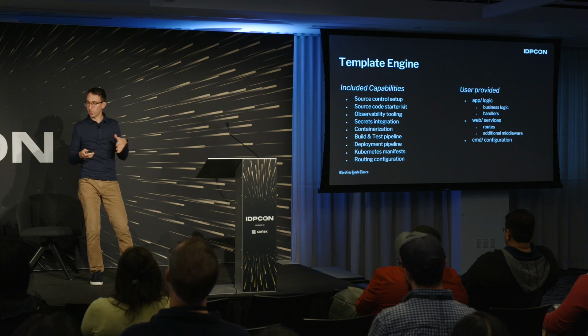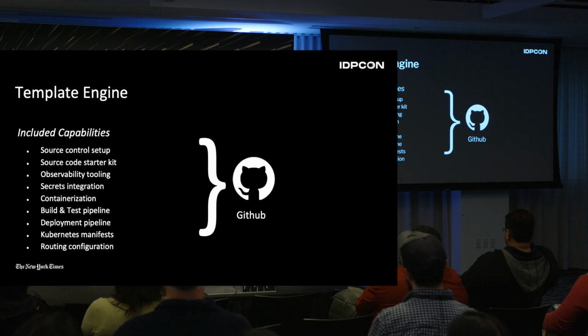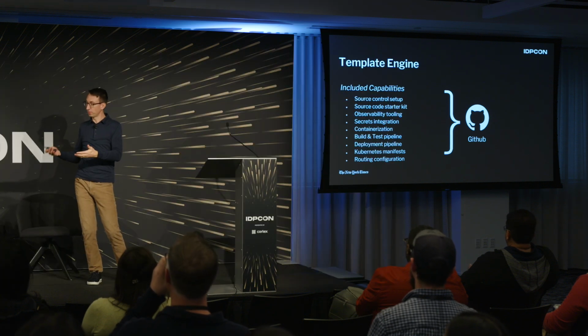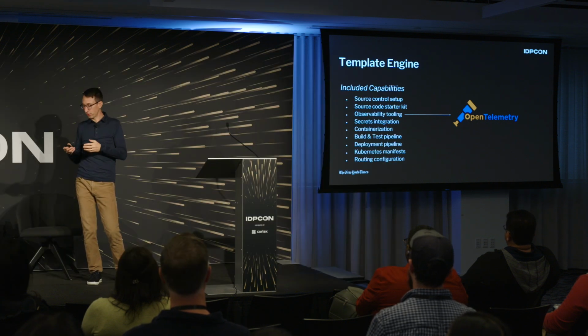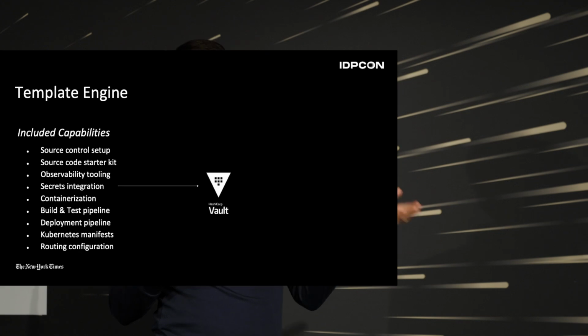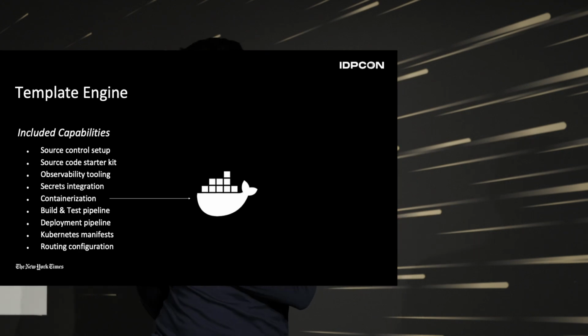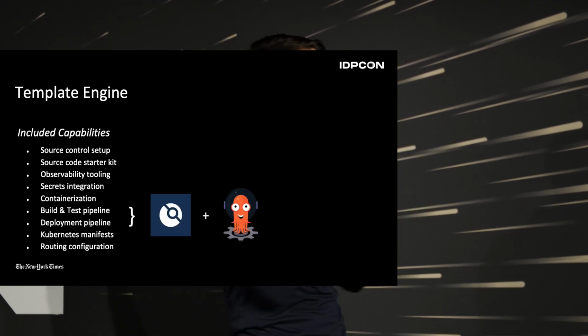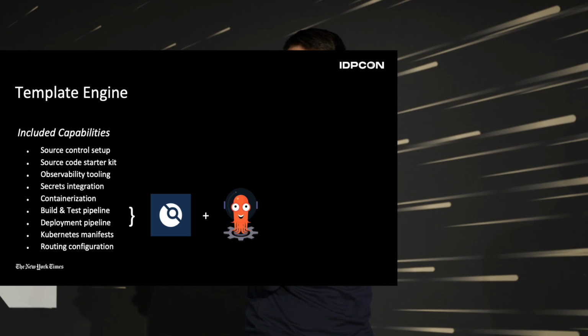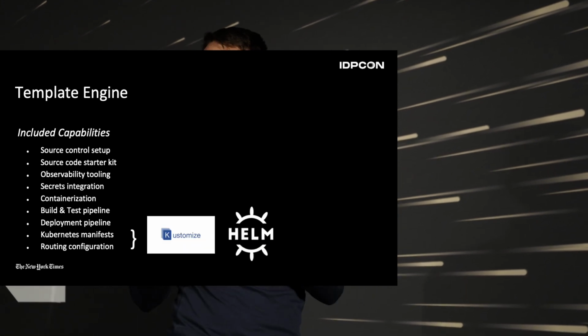And what these included capabilities look like is a set of files or settings all stored in GitHub. And within that, to dig down a little bit more, observability tooling is really built on top of OpenTelemetry. Secrets integration is using Vault. Containerization is built on Dockerfiles. The build and test pipeline is using a combination of a tool called Drone, which some people might be familiar with, and Argo CD. The Kubernetes manifests are a combination of Kustomize and Helm.